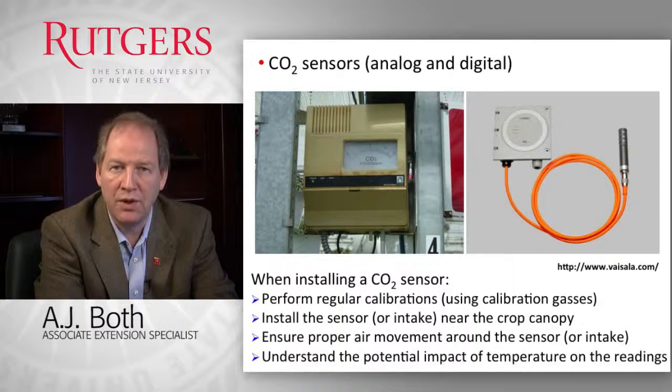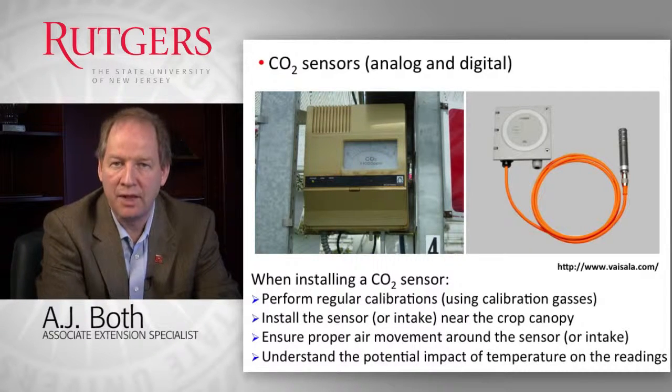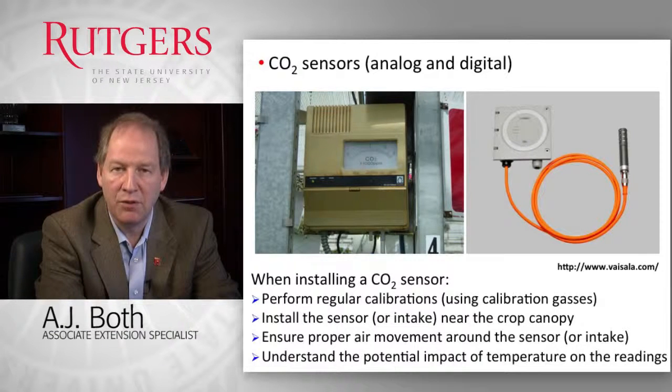We want to install these sensors, or at least their intake location, near the crop canopy, because we want to understand what the crop is sensing. We don't particularly care for CO2 concentrations either way below the crop or above the crop. We want to make sure that there's proper air movement around the sensor and around the intake of the sensor, so we get a representative measurement of what's going on in the greenhouse environment.